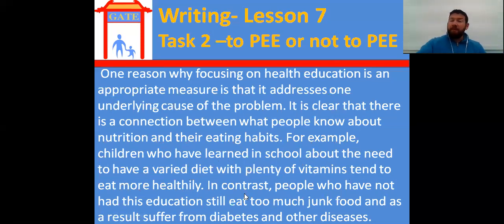Now, in this explain, let's have a look at this one. In contrast, people who have not had this education still eat too much junk food. So this explain is just an opposite of the example. So it's really just an extension of the example, and that's not a bad thing to do. That's one thing you can do in your explain, is look at the other side, opposite of what your point and example were. Okay, so that fits quite well together. It's not the best paragraph. The first two sentences are not very clear, but I think the example and explain are pretty good. And remember, these paragraphs are taken from my students, not from me.